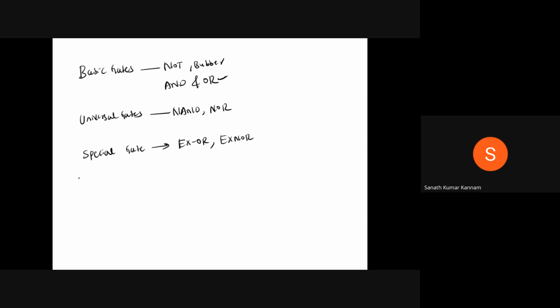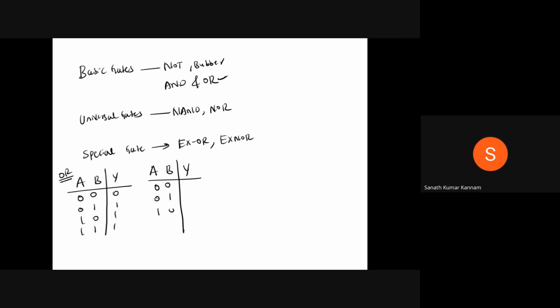Exclusive OR: if you observe the truth table of the OR gate, what is it? For inputs 0 0, 0 1, 1 0, 1 1, the output is 0, 1, 1, 1. So if any one of the inputs is 1, the output is 1. This is the OR gate. Now the XOR gate, for the same inputs, gives 0, 1, 1, 0. Till here both are the same.